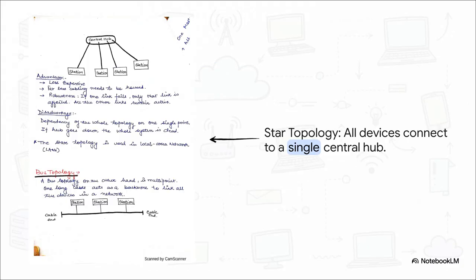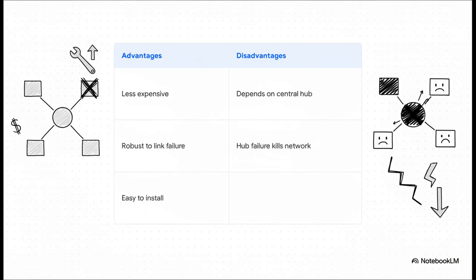Okay, now let's look at something way more common, something you probably have in your house right now, the star topology. If you've got a Wi-Fi router, this is exactly what you're using. Everything connects to one central hub. Now, this setup is way cheaper and a whole lot easier to manage than that crazy mesh network. If one connection fails, it only affects that one device. The rest of the network is fine. But it has a massive Achilles heel. That central hub.